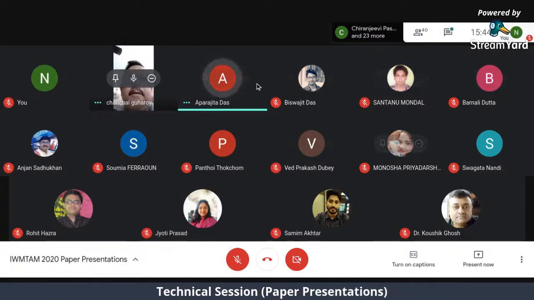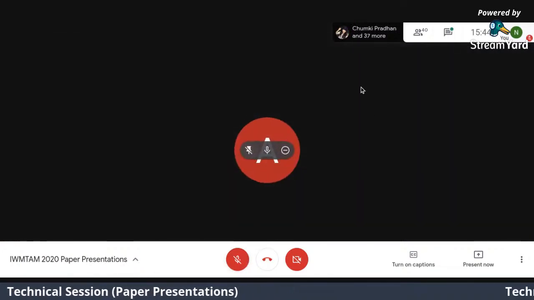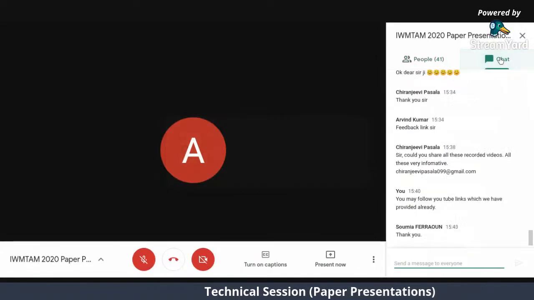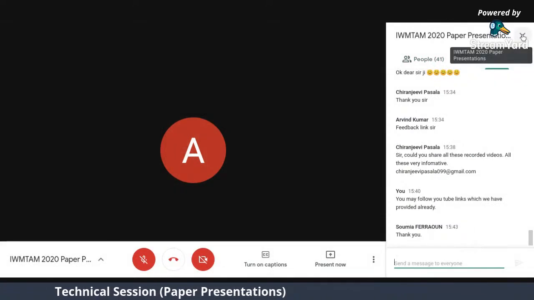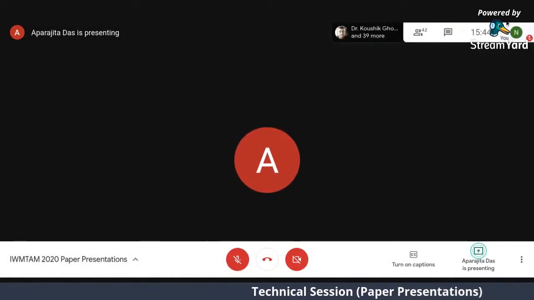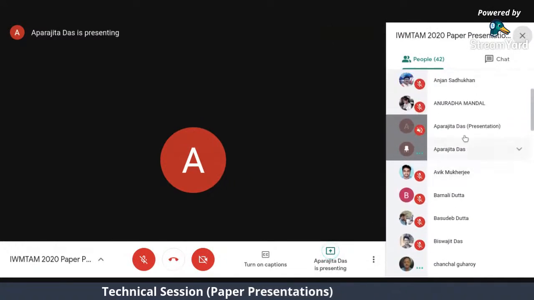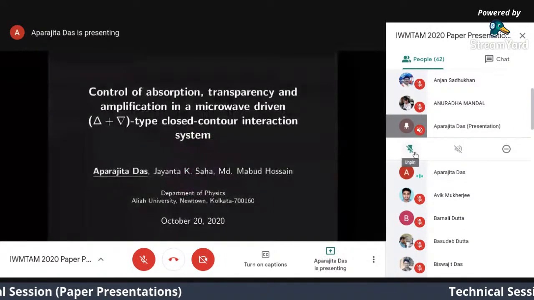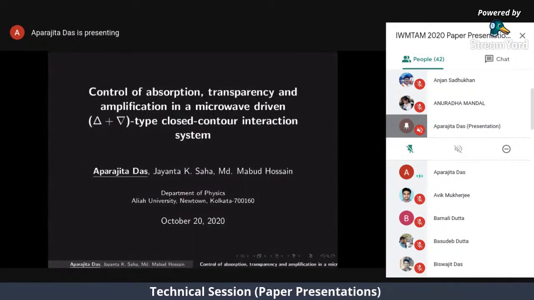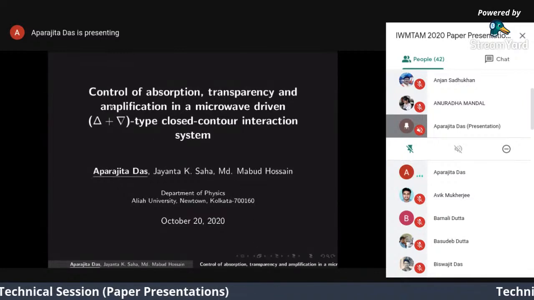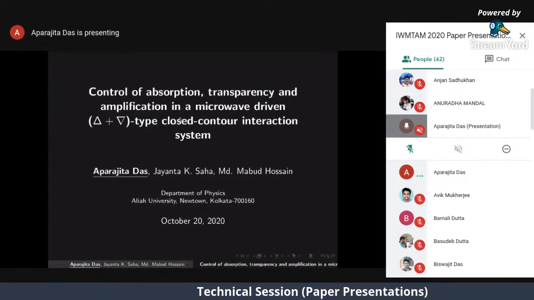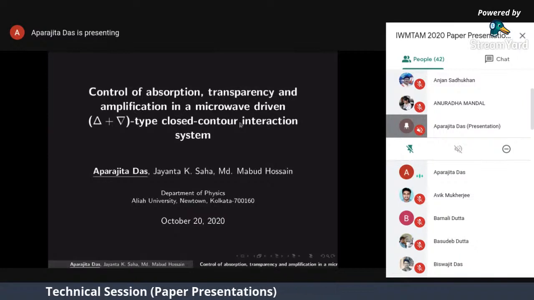Okay. Am I audible? Yes. Okay, I'm presenting my screen. Good afternoon, everyone. Today I am going to present our recent work on control of absorption, transparency, and amplification in a microwave-driven delta plus inverted delta type closed contour interaction system.